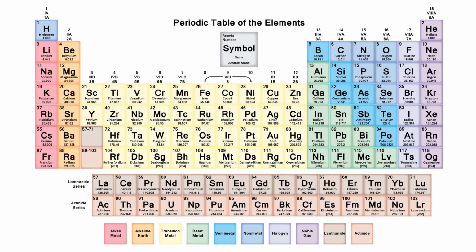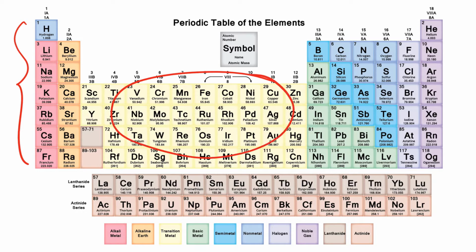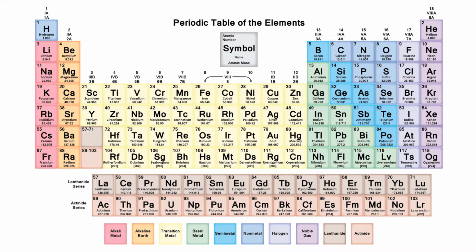Most elements on the periodic table are metals, and they can be seen on the left side and in the middle of the periodic table. If you look at the periodic table, you can see atoms are listed in order of increasing atomic number if you read the periodic table from left to right and also from top to bottom.